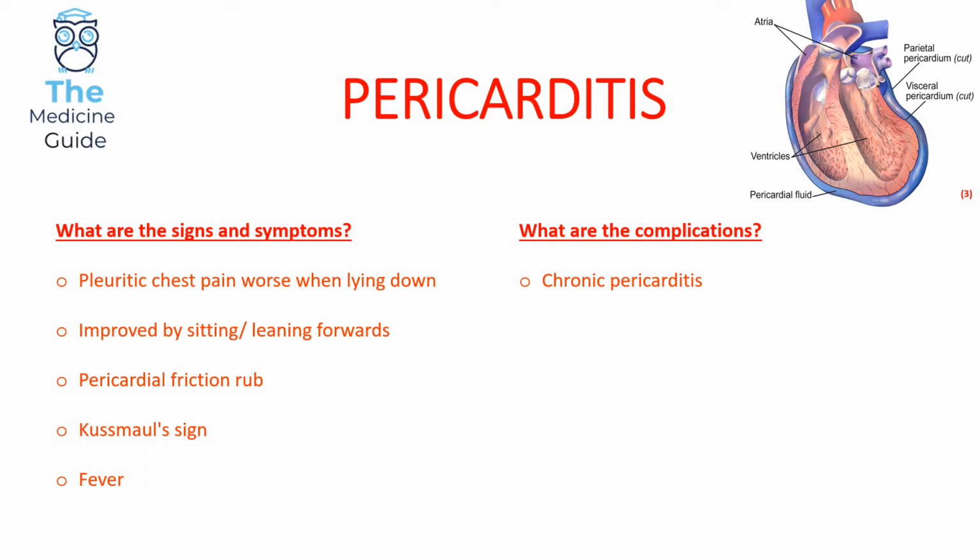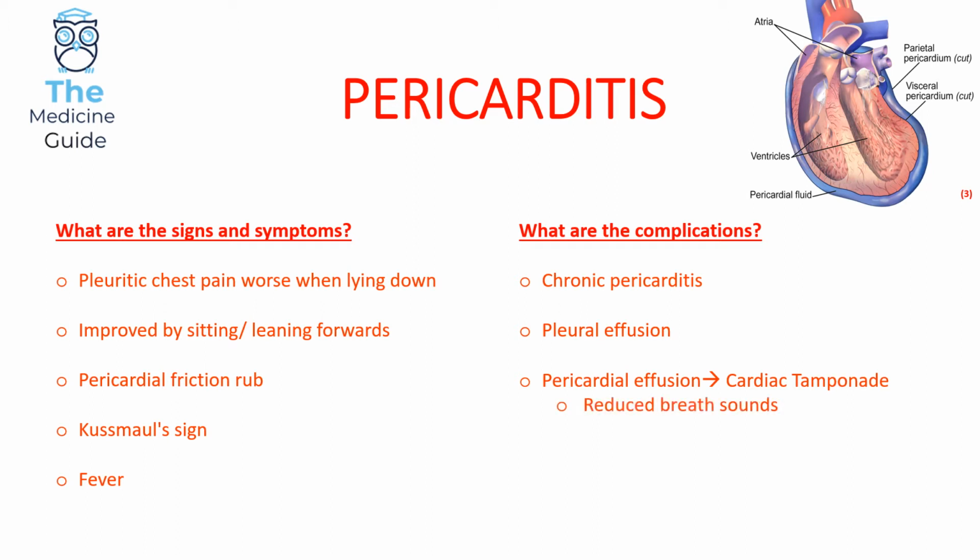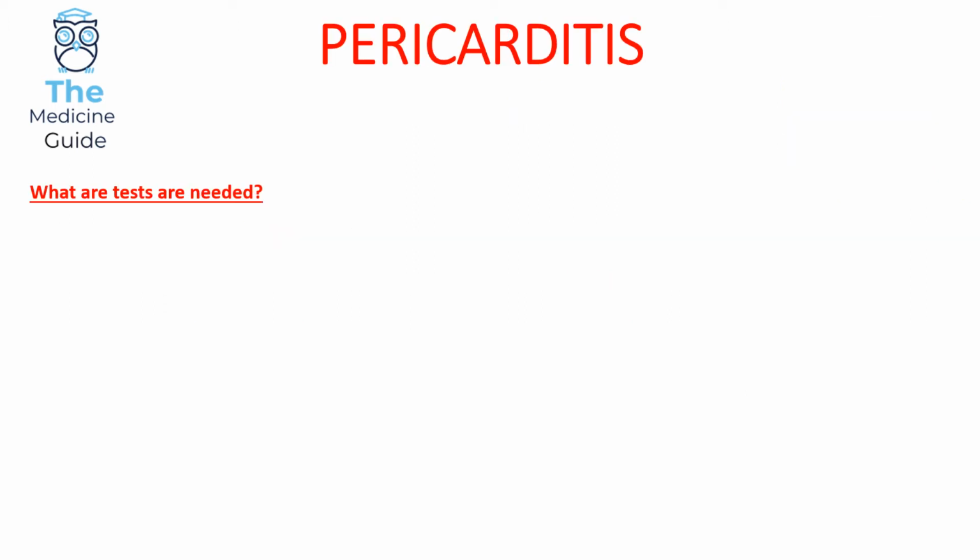Now, a complication of pericarditis involves chronic pericarditis. So if the acute pericarditis persists for many weeks, then it leads to a chronic pericarditis, a pleural effusion. It can lead to a pericardial effusion, and then that would lead to cardiac tamponade. So this presents with reduced breath sounds, shortness of breath, and hypotension, as well as lightheadedness.